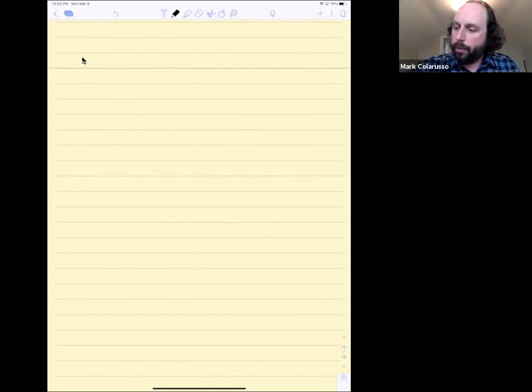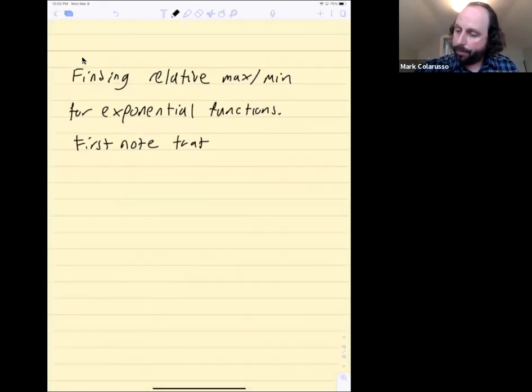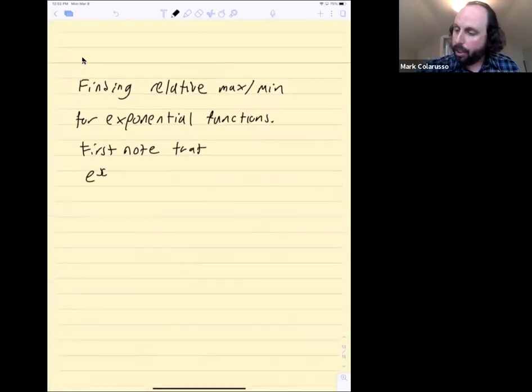So, finding relative max or min for exponential functions. Okay, so there's a few things to be aware of. First, before I do an example, note that e to the x is positive for all values of x.